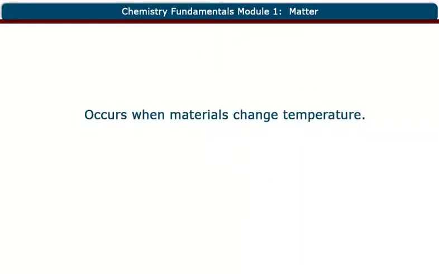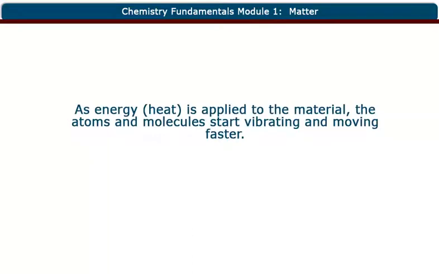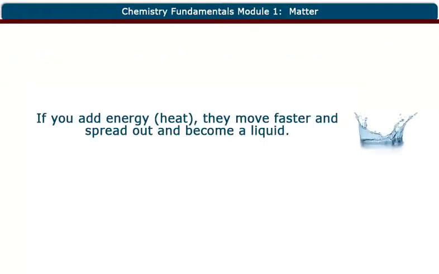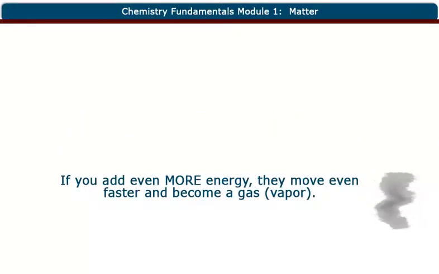Phase change occurs when materials change temperature. As energy, usually in the form of heat, is applied to the material, the atoms and molecules start vibrating and moving faster. In solids, atoms and/or molecules are packed together tight. If you add energy, they move faster and spread out and become a liquid. If you add even more energy, they move even faster and become a gas or vapor.